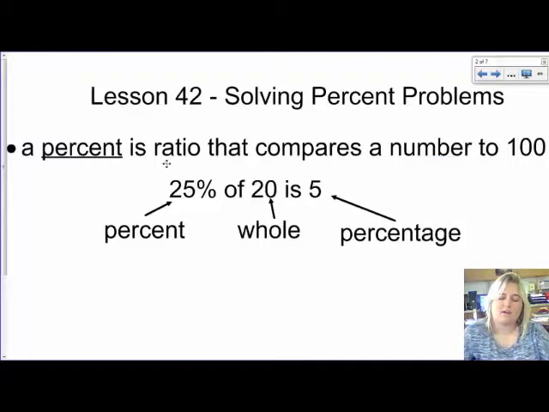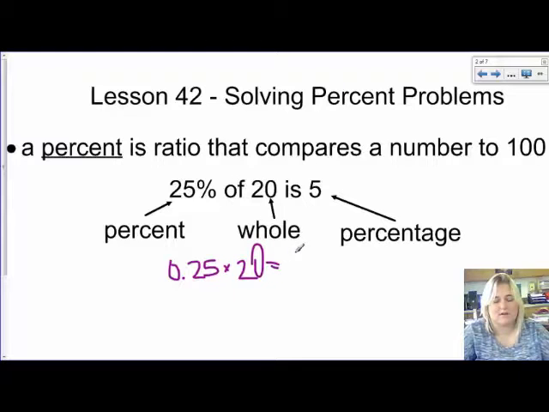So what we have here is that 25% of 20 is 5. So this is the percent, 25% of the whole is the percentage. Okay? So the way that we would solve this, and to prove that it's true, is we would take 25%, which as a decimal is 0.25, of course, means to multiply 20, and when you plug that into your calculator, you get 5. Okay?